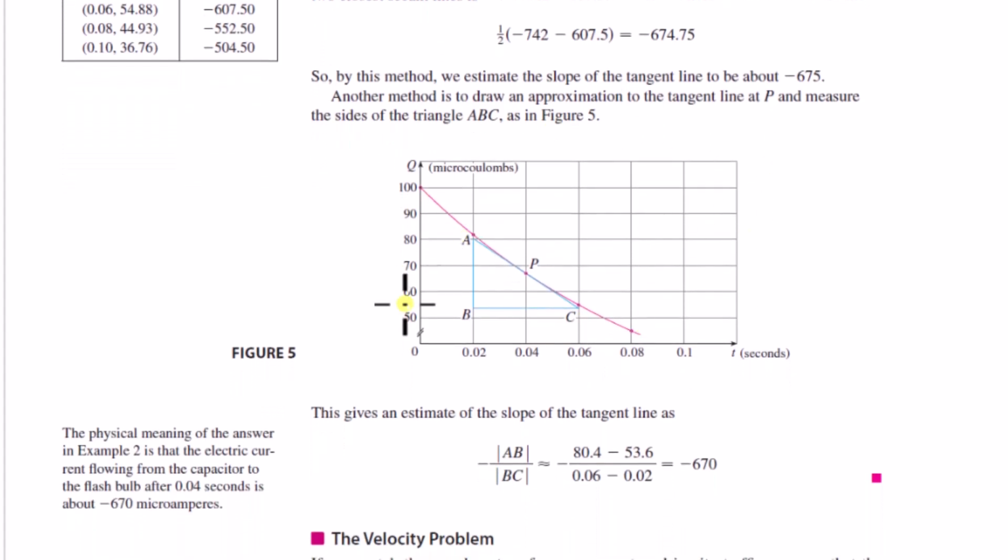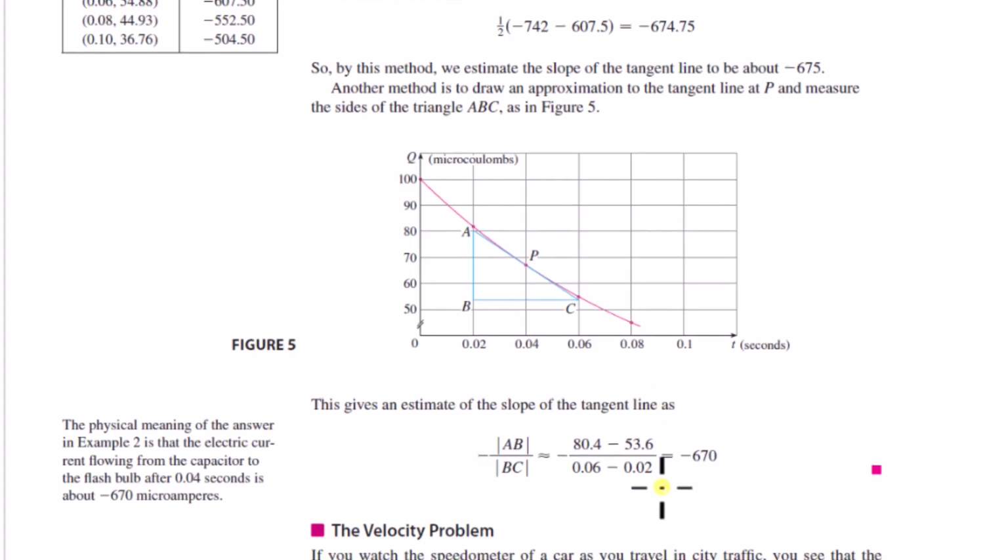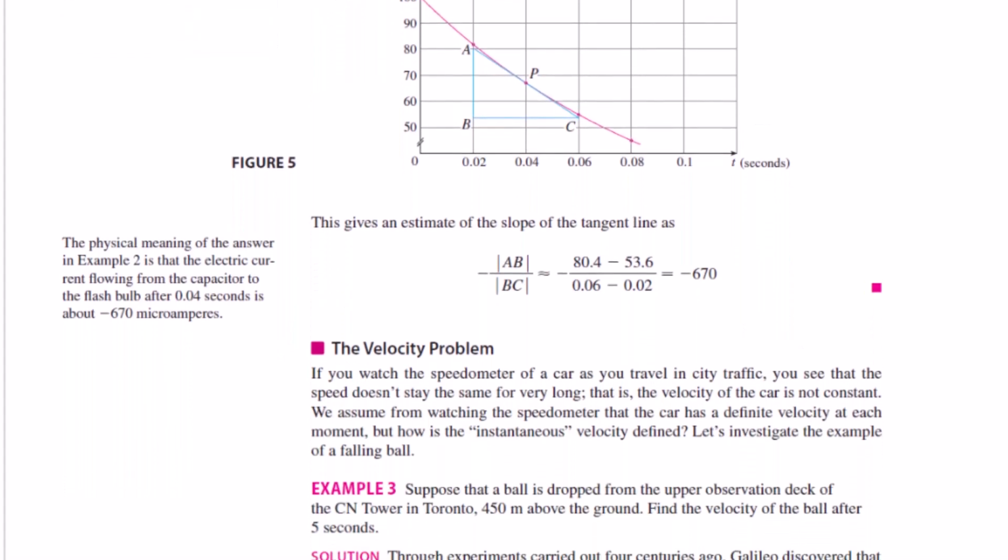You could get a piece of graph paper and precisely plot these points and then connect the points with a smooth curve, then draw in the most visually accurate tangent line that you can, then construct a triangle and find the ratio of this length to this length. And that's what they do here, and they get minus 670 for the slope compared to this minus 674.75. Okay, so next they talk about the velocity problem.